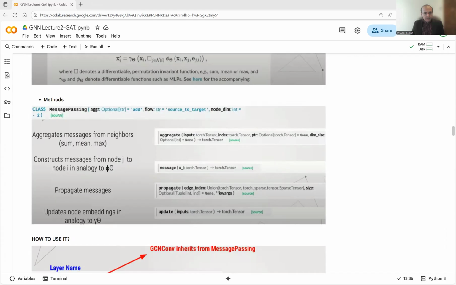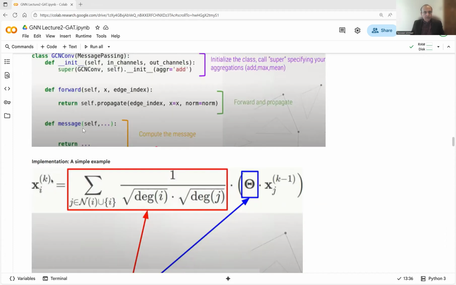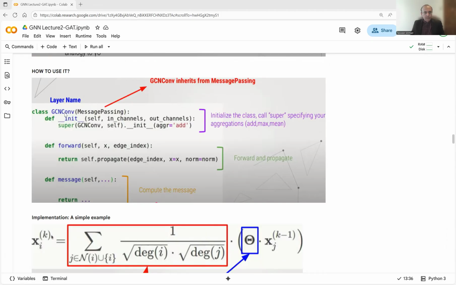So in PyTorch for message passing, these are the different methods that are used in the message passing class: the aggregate method, or a message method from node j to i, source to destination, or destination to source, or message propagate, and then the update method as well. So this is a glimpse of the code that is being used. In the PyTorch GCN message passing, we initialize the class with an init method and a super method. Then there is the forward method, and then they compute the message.